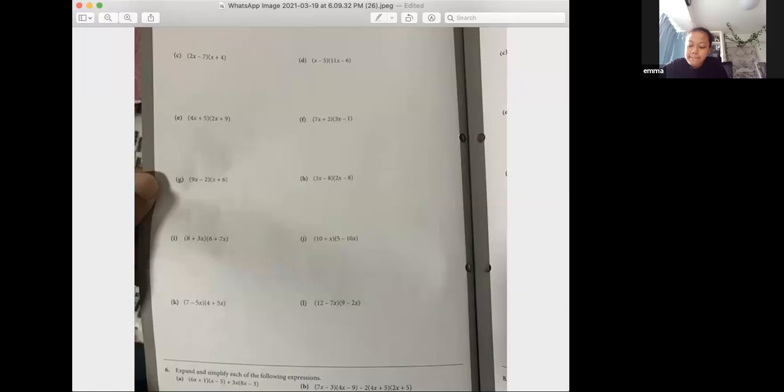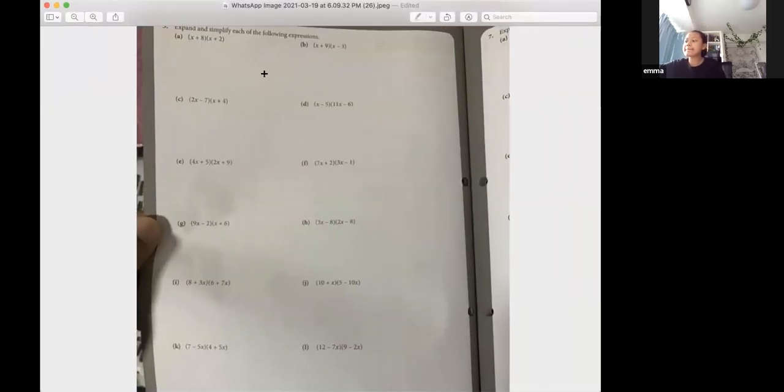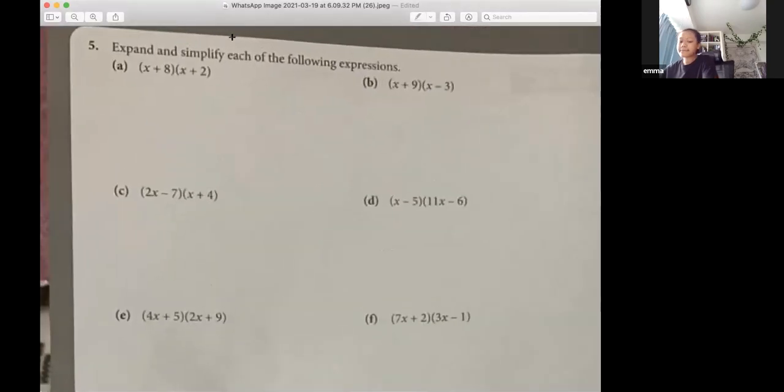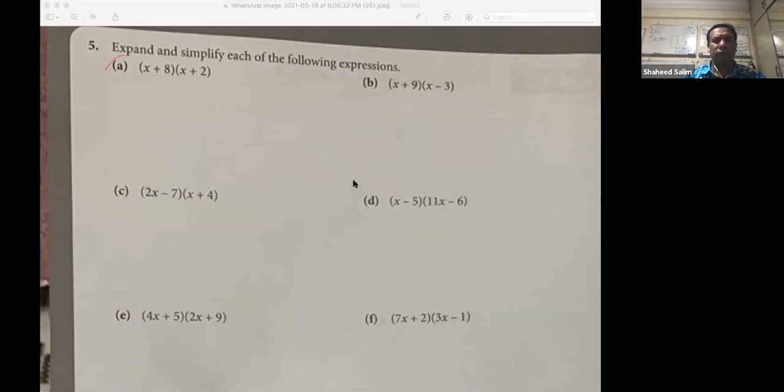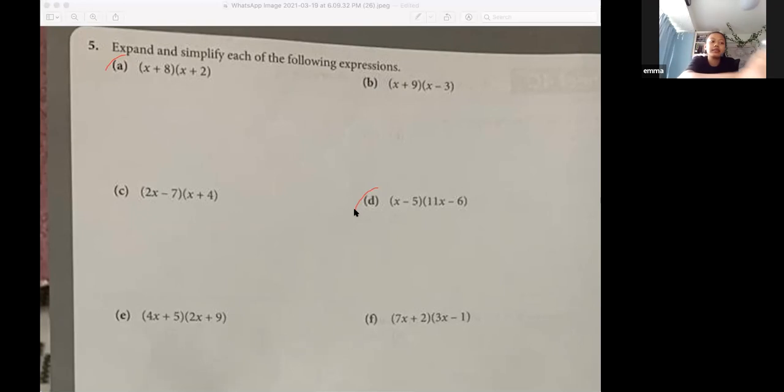Okay, is it? Okay, this one. This is the one, right? 5A and 5D. Okay. So we do two x plus 10. So two.